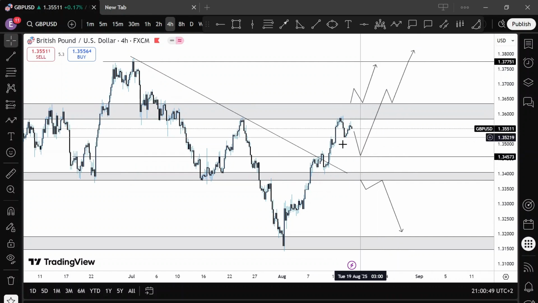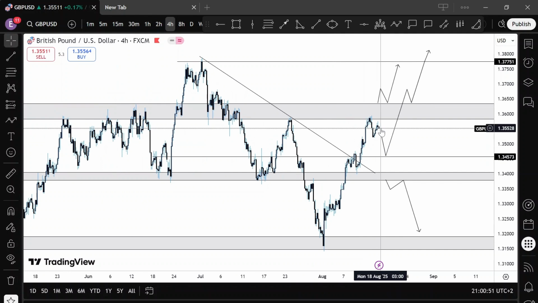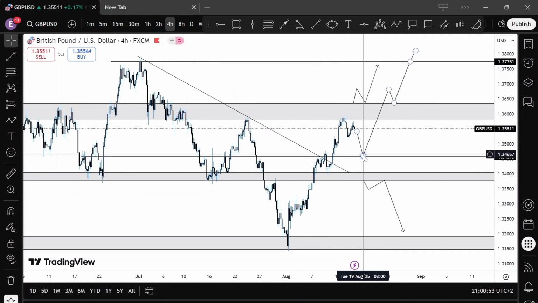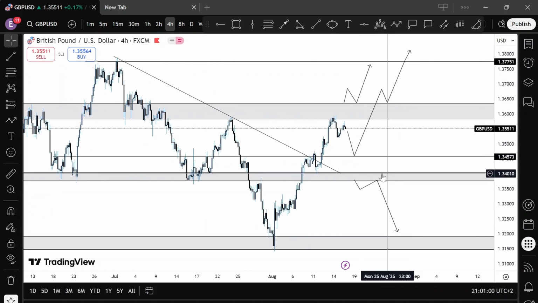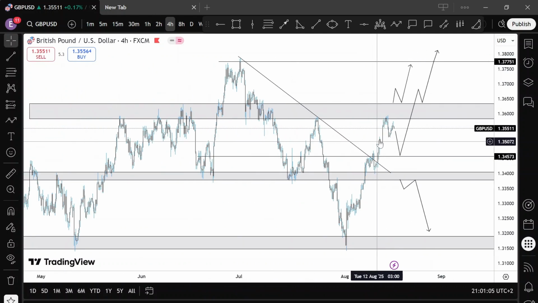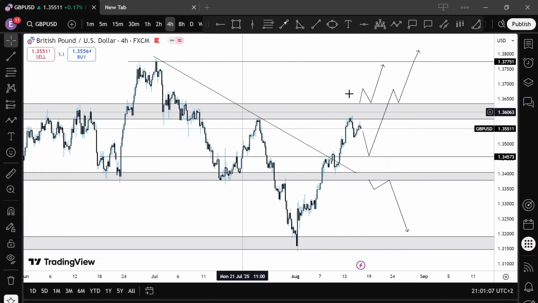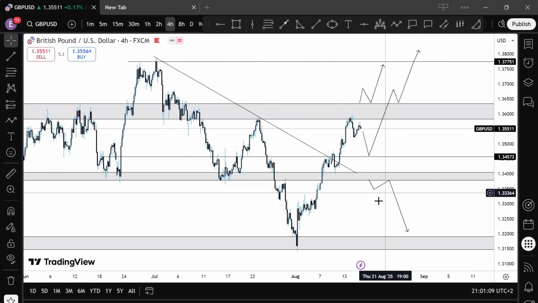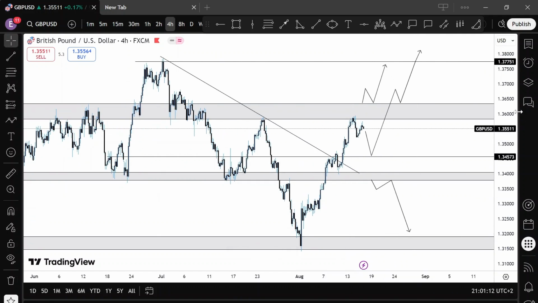Depends on what kind of price formation we'd see around here, but for now I think at market open we might see price continue to the downside. I'd like to see rejection patterns around here to buy price to the upside. So basically with the downward trend line and the kind of formations I'm seeing here, I think we might want to see price continue to the upside, breaking above these regions of 1.36. So let's see what happens though.